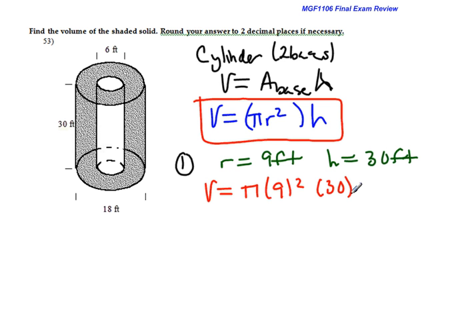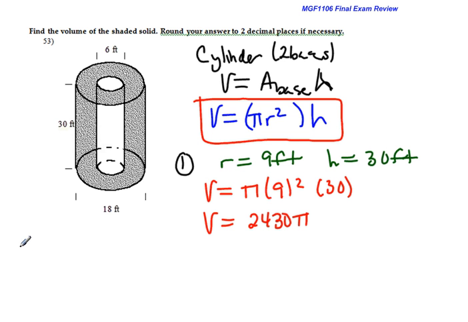9 squared is 81 times the 30. So my volume is 2,430 pi. That's the exact answer. Again, this problem actually does have us rounding if necessary. So that's my volume for my first figure.